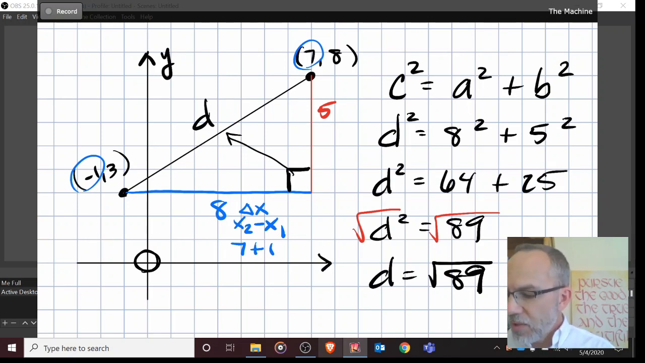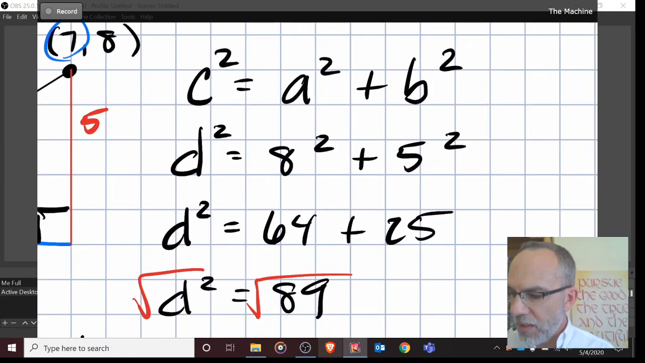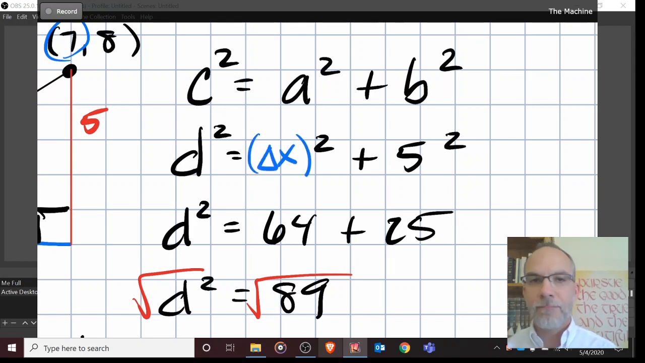Okay, so what I can do is this then. I can come back over here to the Pythagorean theorem, and instead of 8 squared, can I say this? Can I say that this is just going to be the change in x squared? Yeah? I think so. Now let's talk about the y's.